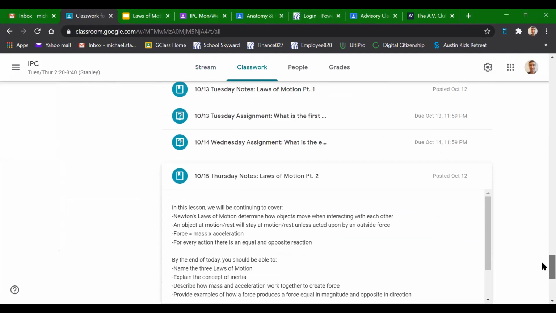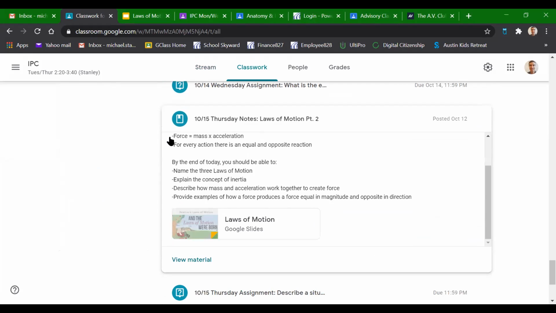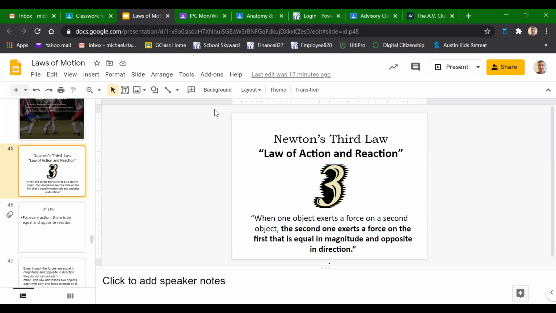So the notes for today, I posted them in a second tab for the Thursday notes, but they're actually the same notes that we were going over on Tuesday. It's just we're going over the last part of these notes today, the third law of motion.